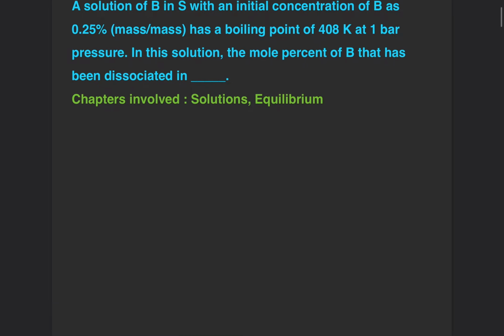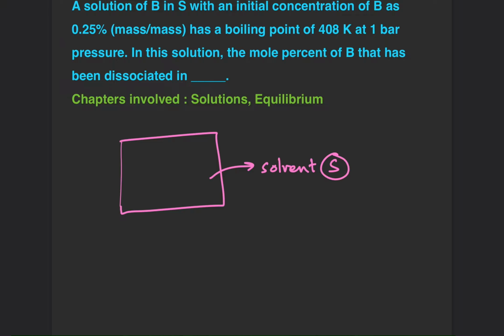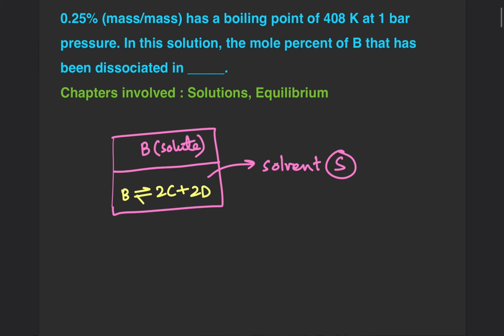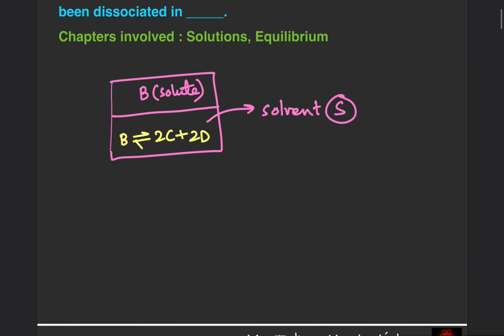Okay. So we have, let's say, a container, and in that the solvent is S and the solute present is B. And the solute in the solvent dissociates in this fashion to give us 2C plus 2D. Also it is given to us that B, C, D are non-volatile. That means their boiling point is high, that is, they don't become vapor easily.